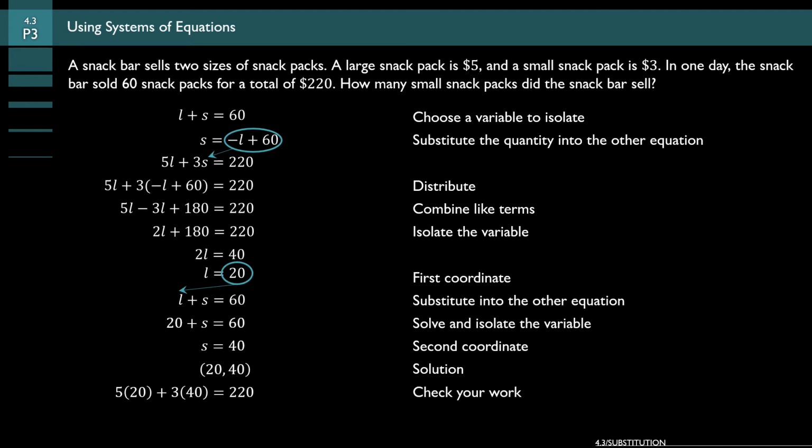So go back and use the other equation, which was 5L plus 3S equals 220. So 5 times 20 plus 3 times 40 equals 220. 5 times 20 is 100. 3 times 40 is 120. Add those together, you get 220, and 220 does equal 220, which means that we do have the correct solution.